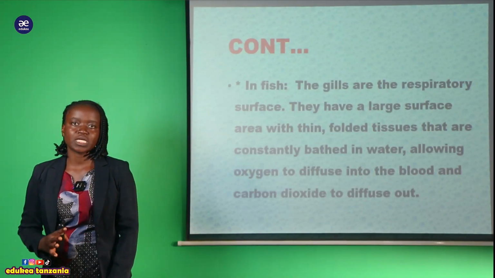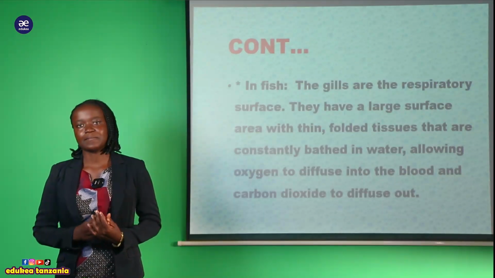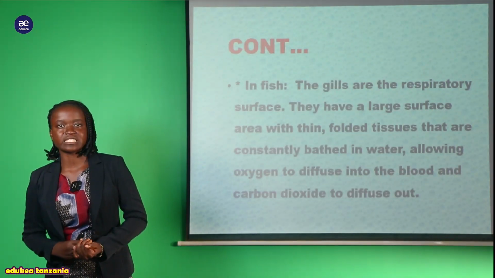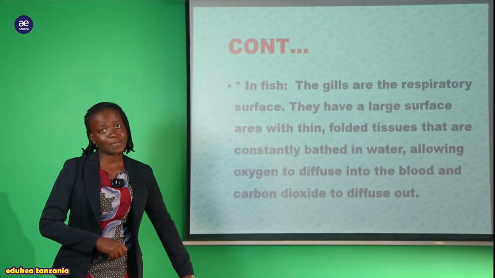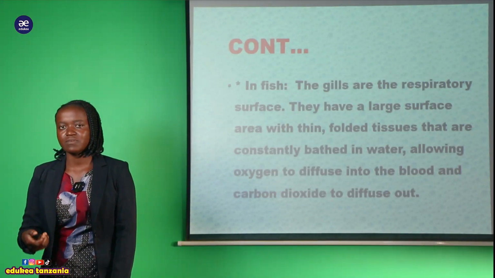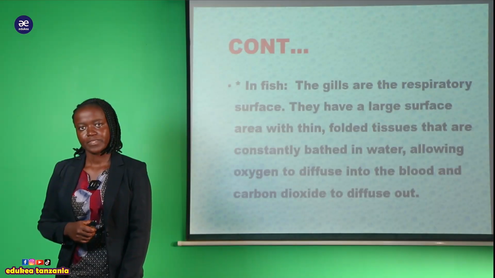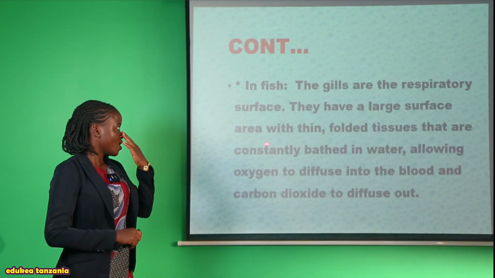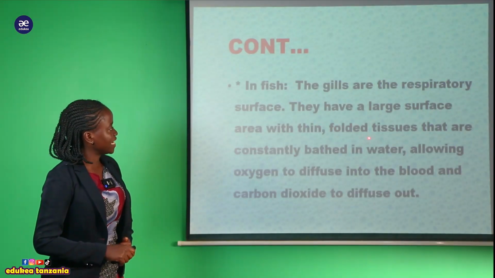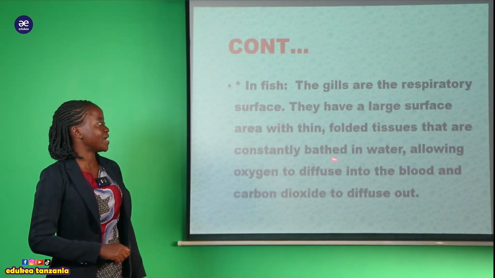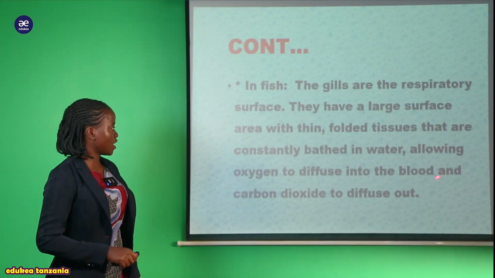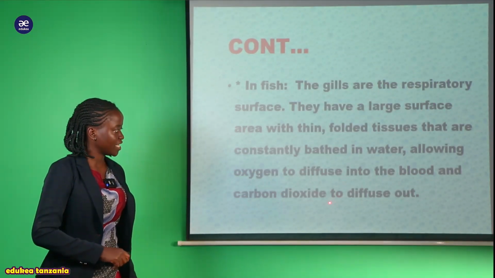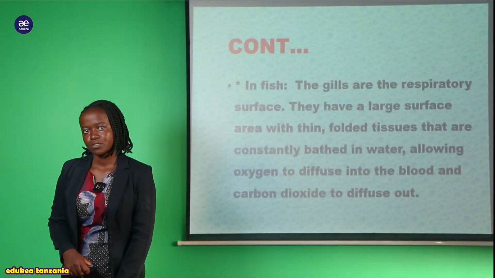So our fish wenyewe hawatumii mapafu, hawana mapafu. They do not have lungs. So instead they have gills. So hizi gills ndizo ambazo zinatumika kwenye masuala mazima ya gaseous exchange. And also we are saying that they have a large surface area with a thin folded tissue that are constantly bathed in water, and also allowing oxygen to diffuse into the blood and carbon dioxide to diffuse out.